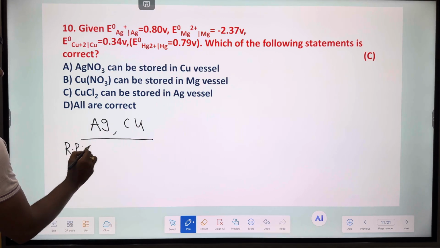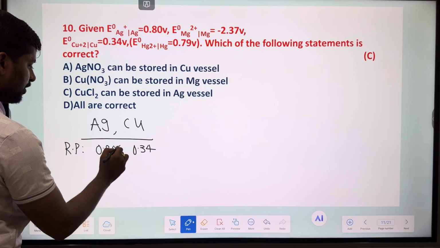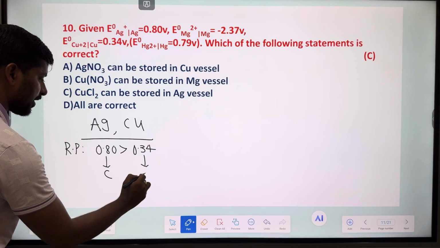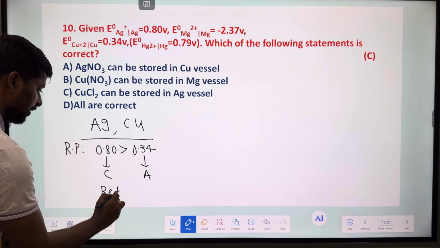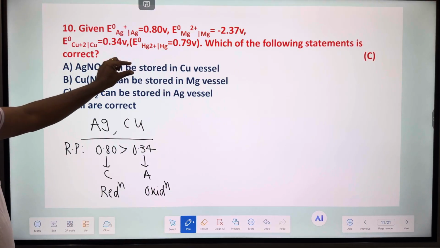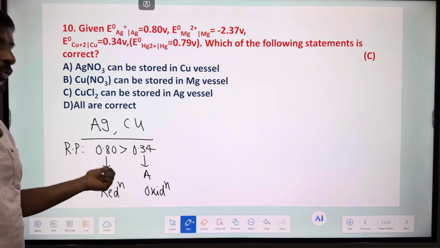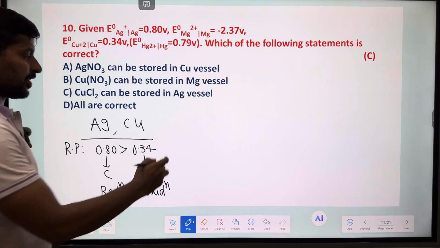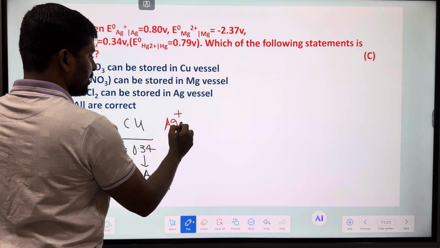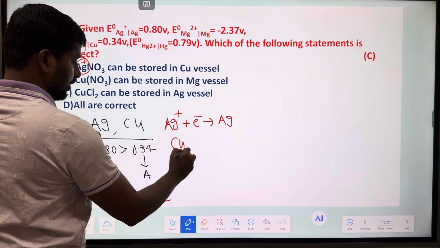What about reduction potentials? Silver is given 0.80, copper is given 0.34 volts. So silver reduction potential is more compared to copper. That means silver acts as what? Cathode. Copper acts as anode. Silver undergoes reduction. Copper undergoes oxidation. Okay, so can silver nitrate be stored in copper vessel? We cannot store it, since silver undergoes what? Reduction. This is the reaction that occurs. Here Ag plus ions are available or not? Yes, Ag plus ions are available. So Ag plus plus electron gives Ag. Silver undergoes reduction. Copper undergoes what?